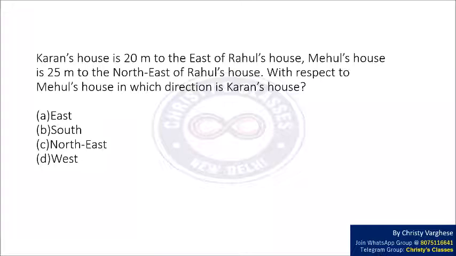In this video, we are going to solve the question: Karan's house is 20 meter to the east of Rahul's house. Mehul's house is 25 meter to the northeast of Rahul's house. With respect to Mehul's house, in which direction is Karan's house? And we are also given 4 options.